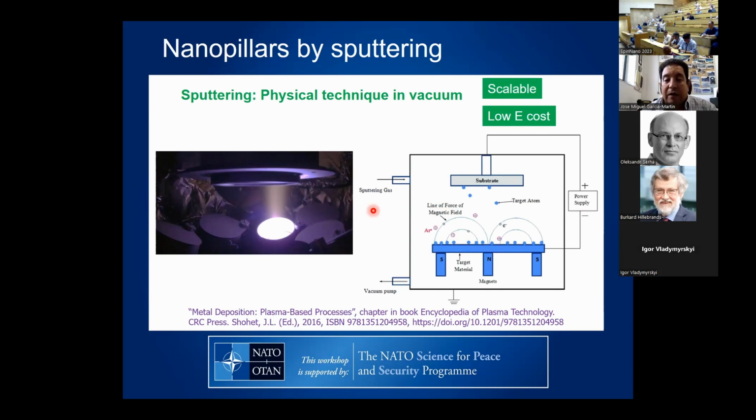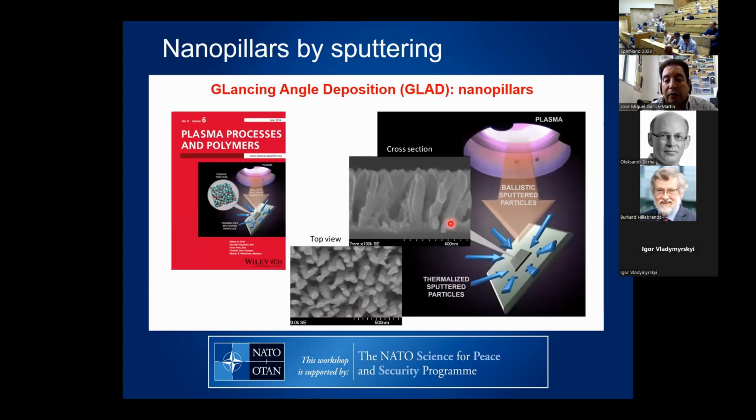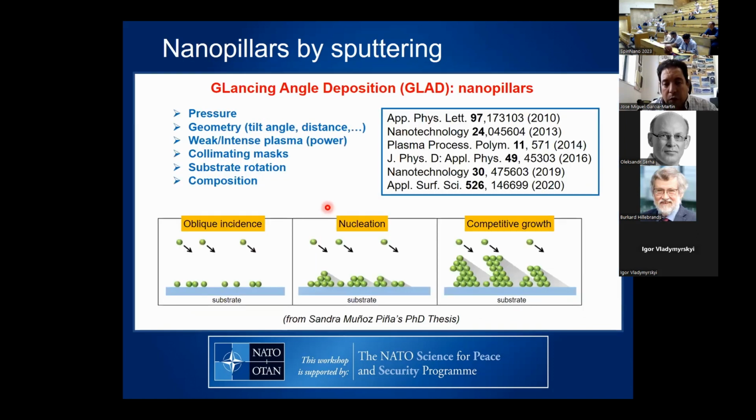In order to have nanopillars, we need to tilt a lot the substrate with respect to the flux of atoms. By so doing, self-atomic shadowing processes take place that I will explain in a minute, and as a result, a nanopillar growth is obtained. The diameter of the nanopillar is of the order of 50 nanometers, and the length can be easily controlled with the deposition time. All these parameters play a role when we prepare nanopillars with sputtering. I don't have time to review all of them, so I will explain the most important ones.